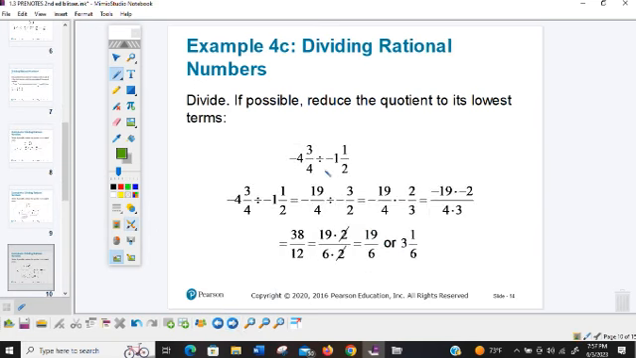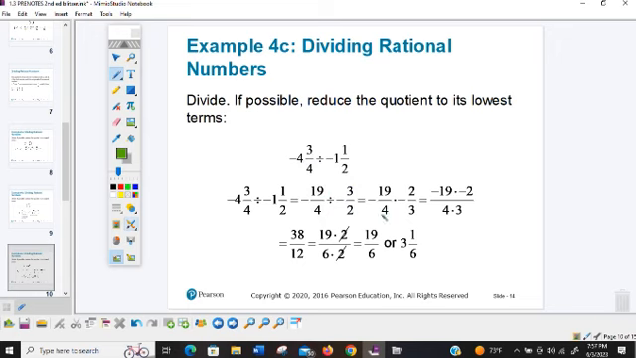And on this one, we need to go from a mixed number to an improper fraction before we change it. 4 times 4 is 16 plus 3 is 19. So this would be negative 19/4 divided by 1 times 2 is 2 plus 1 is 3. So that would be negative 3/2.